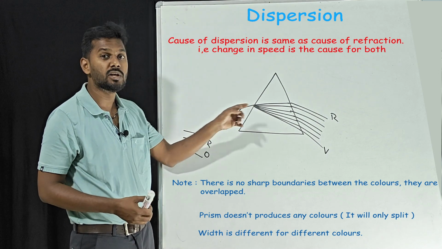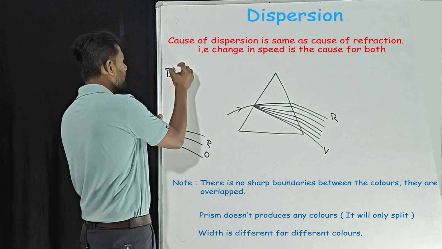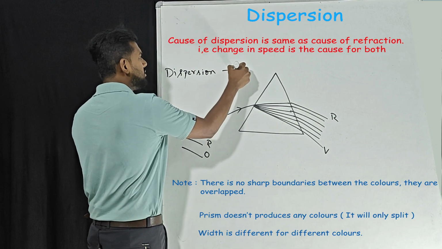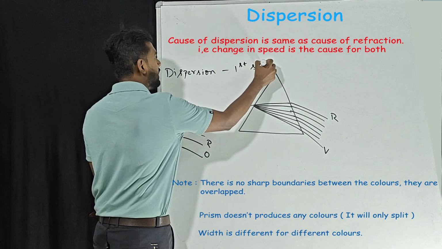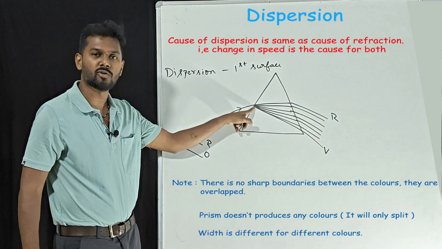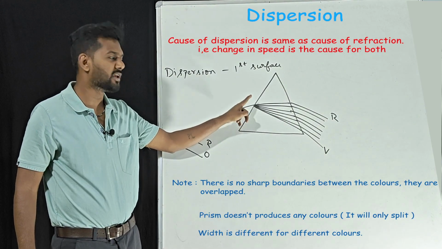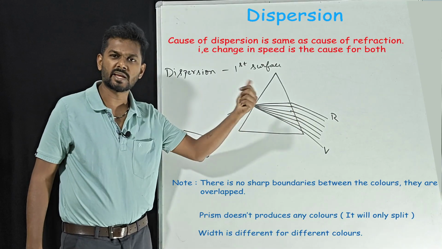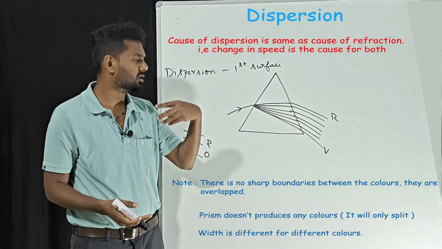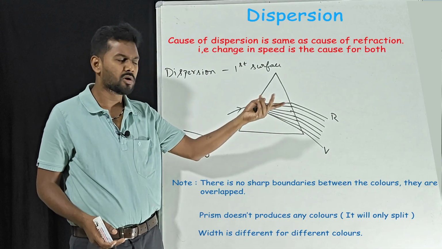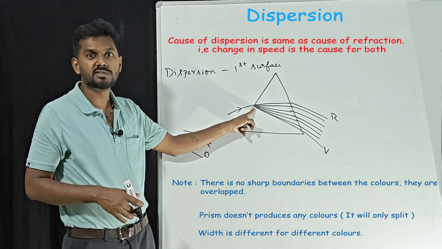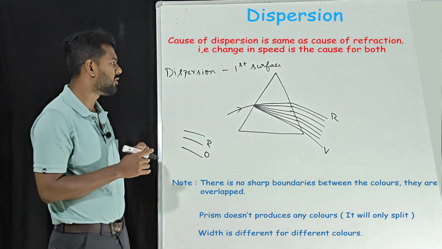So dispersion only happens in the first surface. Keep this in mind. Dispersion means what? Splitting of colors. That is happening here only, at the first surface. Do you think dispersion happens here at the second surface also? No. Here the colors are already split, so they cannot be split more. So dispersion means splitting of colors, and that happens only at the first surface of the prism. That is very much important.